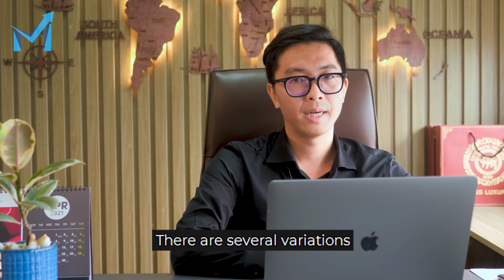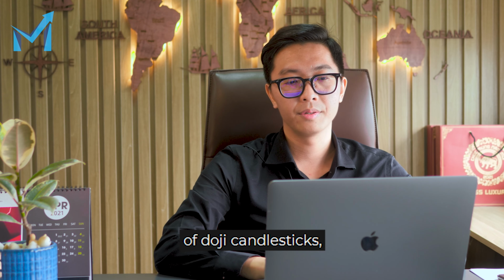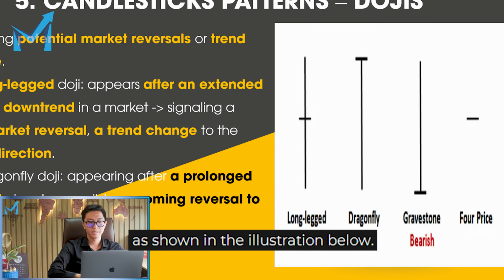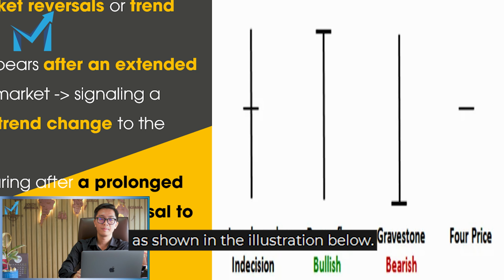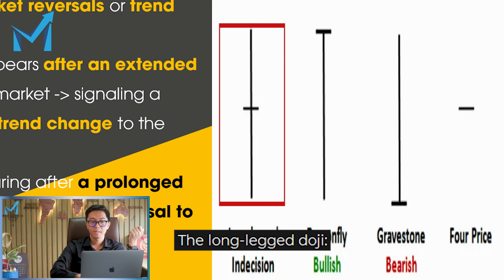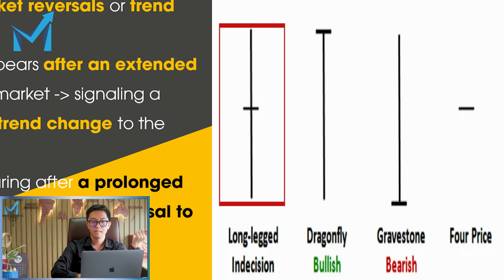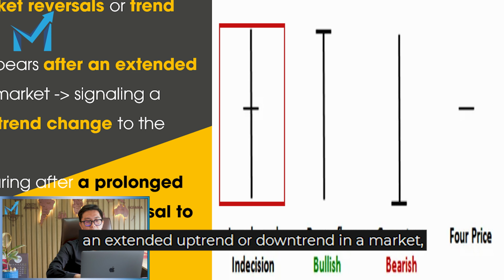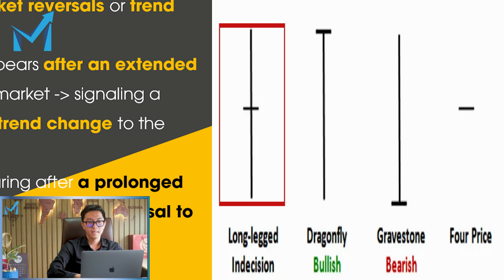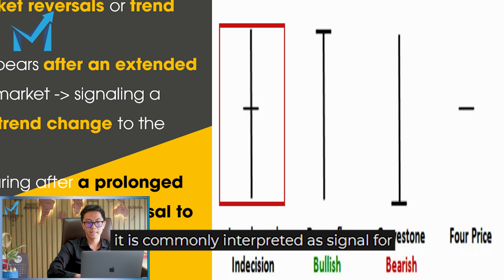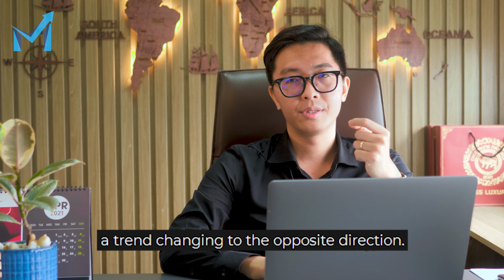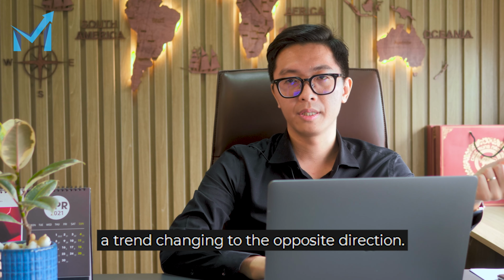There are several variations of doji candlestick, each with its own distinctive name as shown in the illustration below. The long leg doji, a doji like this, appears after an extended uptrend or a downtrend in the market. It is commonly interpreted as a signal of a possible market reversal, a trend change to the opposite direction.